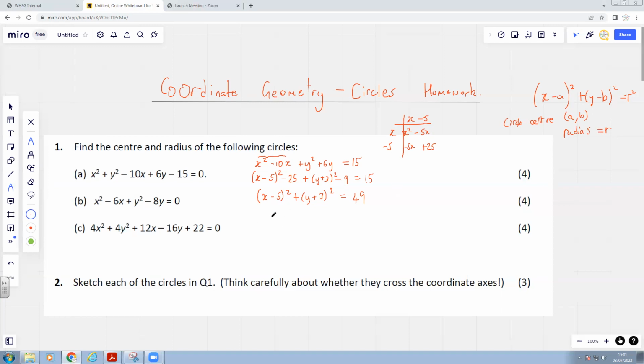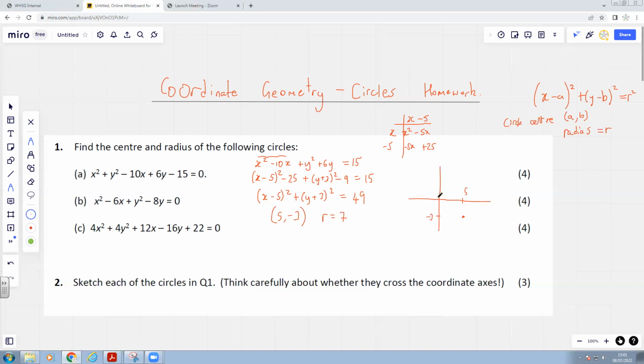Okay, so what's the center here? Change the signs, (5, minus 3), and the radius is 7, because 7 squared is 49. What would this look like on a graph? It's going to be at (5, minus 3). Now, keep careful here. It's going to be actually a bit more difficult.